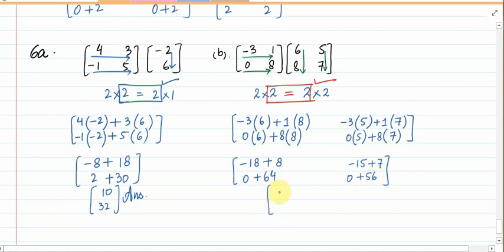18 minus 18 plus 8, it will be minus 10. 7 minus 15, it will be minus 8. 0 plus 64, it will be 64. And 0 plus 56, it will be 56. And that is your answer. Right? Any problem? I guess not.